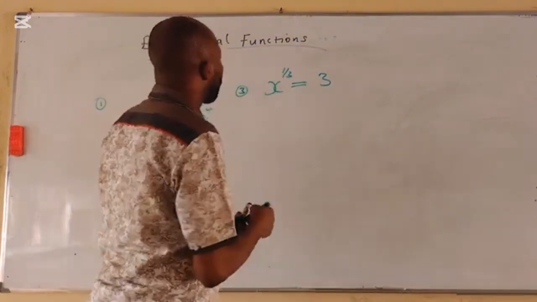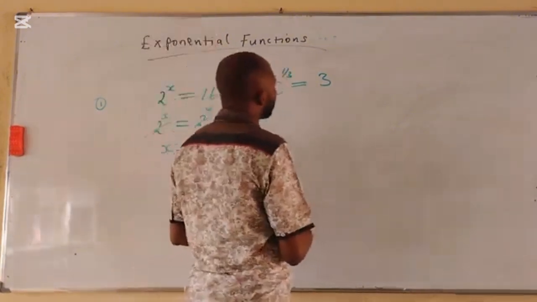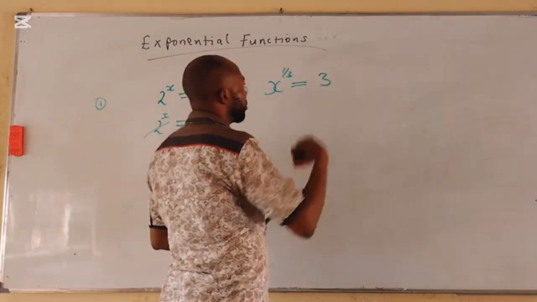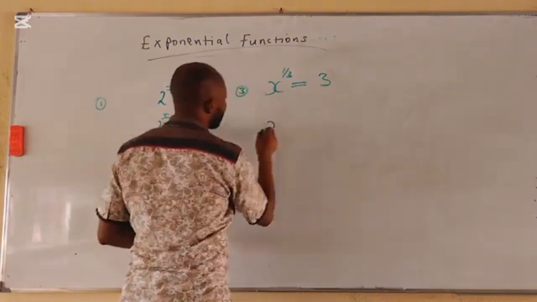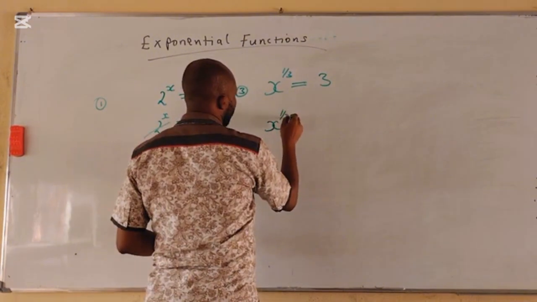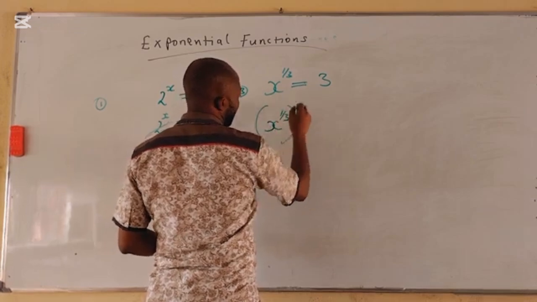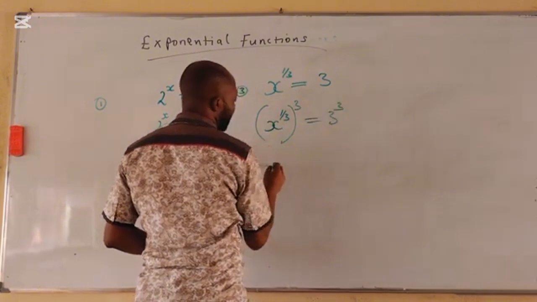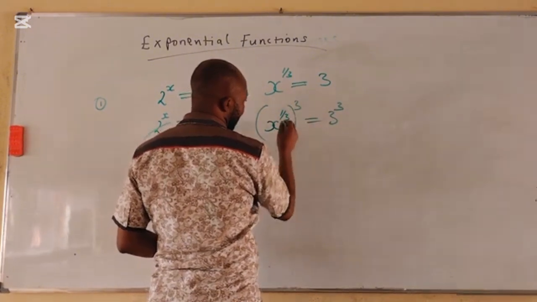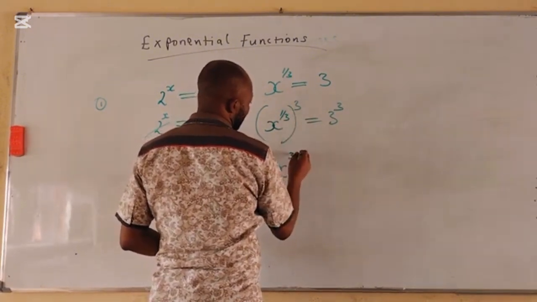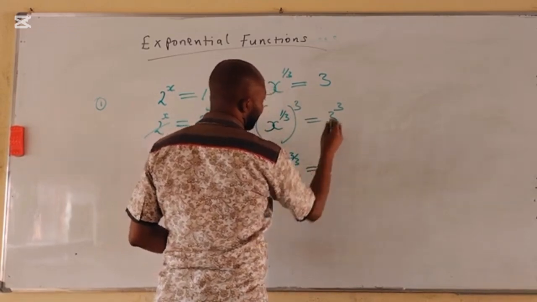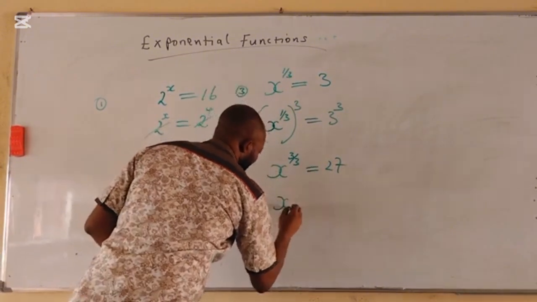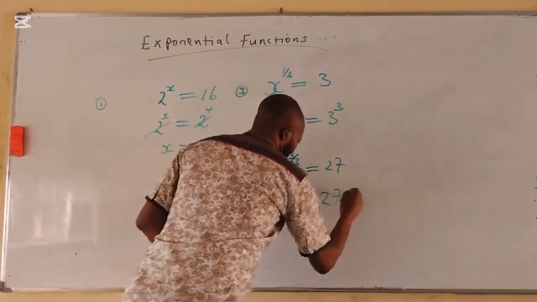So for me to get rid of that, I have to raise it to the power of 3. So this is x raised to the power 1 over 3, raised to the power 3, is equal to 3 raised to the power 3. So this is x raised to the power 1 times 3 is 3, divided by 3 is 1, or let's put it 3 over 3, is equal to 3 raised to the power 3, which is 27. This cancels, this is 1, so x raised to the power 1 is x, is equal to 27.